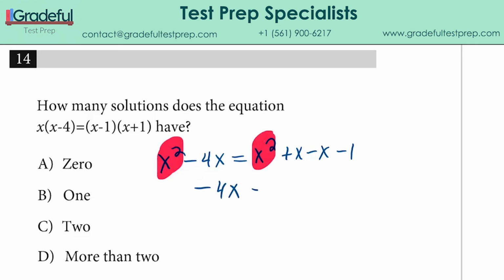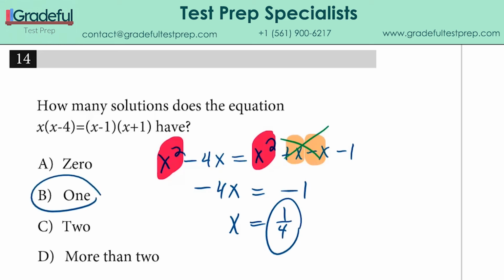Minus 4x equals negative 1. And that's also because x minus x cancels out. And so we're just left with minus 4x equals negative 1. Divide by negative 4 on both sides, and you get x equals 1 over 4. And how many solutions are there? Well, we found that solution, and there's only one of them. So the answer for 14 is B.